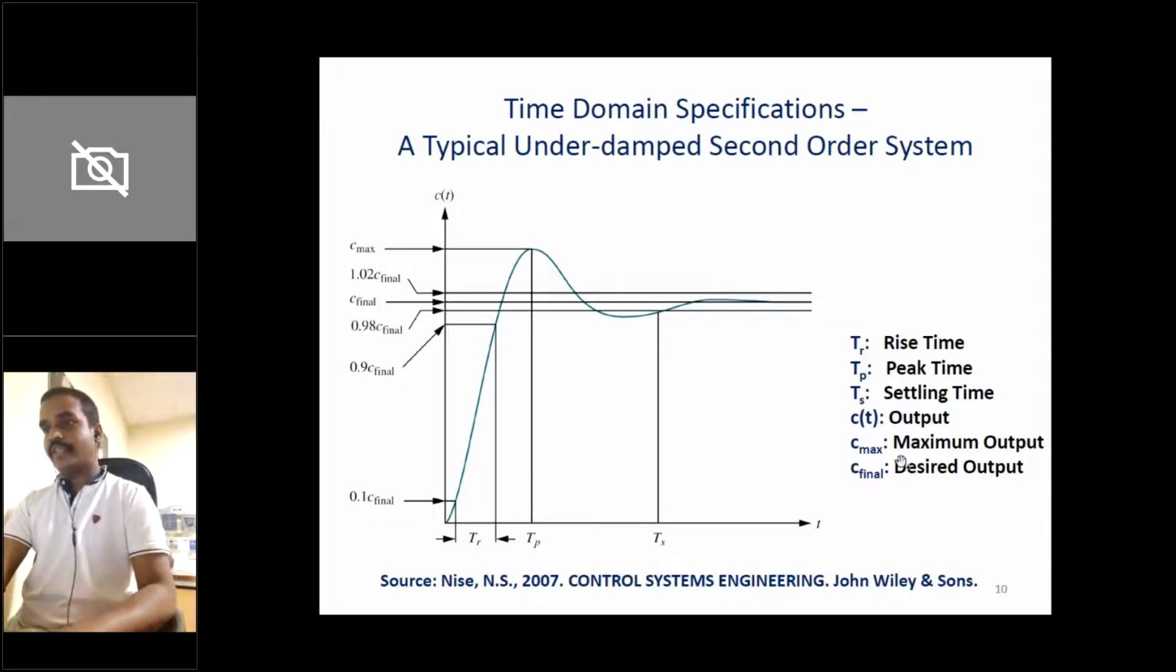So there are various terminologies. What you can see here is TR, the rise time, TP, the peak time, the settling time, the maximum output, and the desired output. I will say that this C final is the desired output. That means I want my system to be at C final. For example, this C final can be the reference speed of a DC motor, like 1500 RPM. So this C final is 1500 RPM.